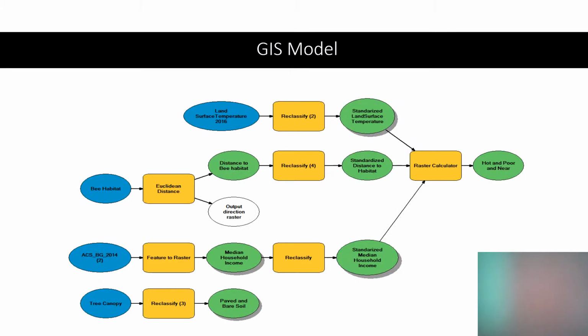This is a GIS model using inputs such as bee habitat, land surface temperature, and tree canopy to then use tools such as reclassify or feature to raster or Euclidean distance to finally raster calculate the 3 outputs: standardized land surface temperature, standardized distance to habitat, and standardized median household income to create hot, poor, and near areas for the Twin Cities.